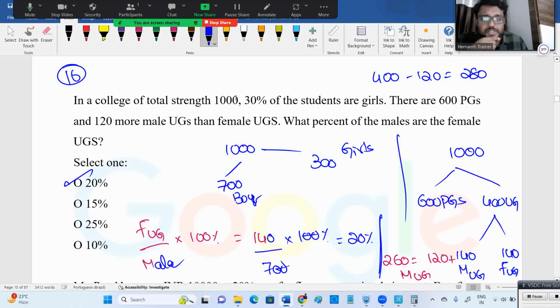This is also a typical question. They have given a bit next level questions here.